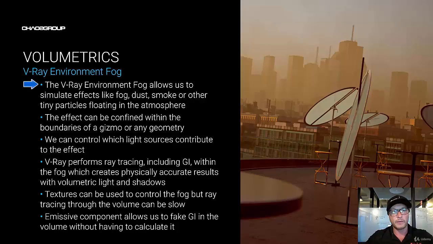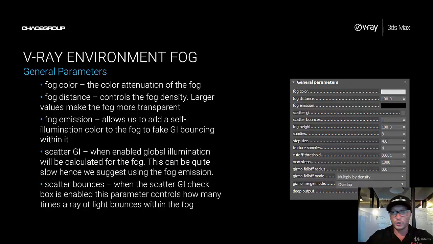The V-Ray environment fog allows us to simulate effects like fog, dust, smoke, or other tiny particles floating in the atmosphere. The effect can be confined within the boundaries of a gizmo or any geometry. We can control which light sources contribute to the effect. V-Ray performs ray tracing, including GI, within fog, which creates physically accurate results with volumetric light and shadows. Textures can be used to control the fog, but ray tracing through the volume can be slow. The emissive component allows us to fake GI in the volume without having to calculate it.